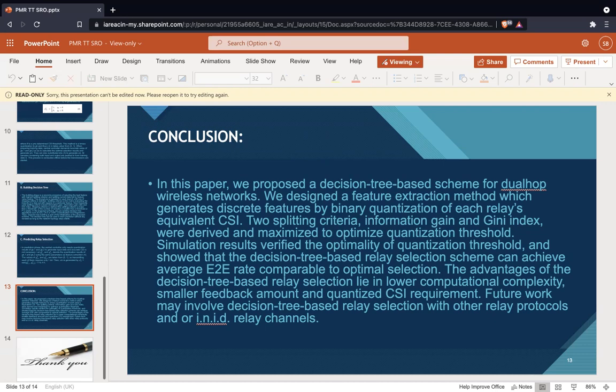The advantages of the decision tree based relay selection lie in lower computational complexity, smaller feedback amount, and only quantized CSI required. Future work may involve decision tree based relay selection with other relay protocols or with INID relay channels.